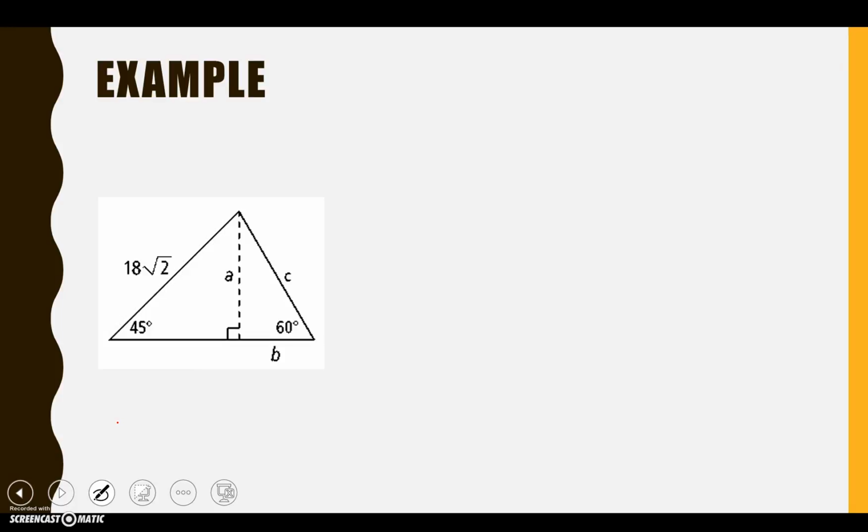So my goal first is to find a. And so what I'm given for that one is the hypotenuse. So the hypotenuse in a 45 is equal to the leg times the square root of 2. So let's substitute in what we know. The hypotenuse, 18 square root of 2, is equal to a times square root of 2. So I've substituted everything I know. I'm trying to get the variable by itself, so I'm going to divide both sides by the square root of 2.